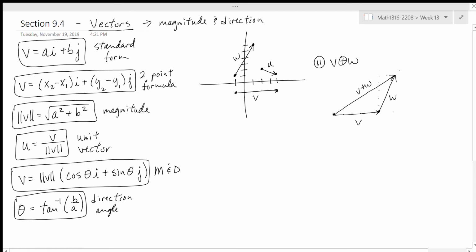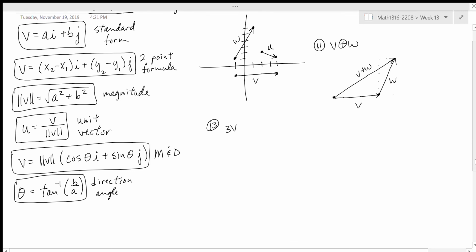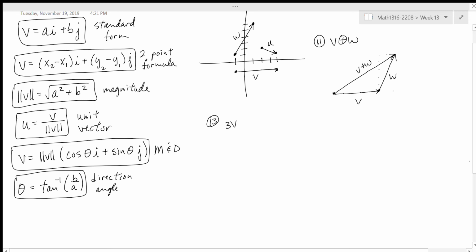All right, number 13. Yeah, I'm sorry, the answer is the drawing. If you're wondering what is the answer really, it's the picture. So this indicates V plus W right there. Number 13 is 3V. Yeah, this one's going to be easy. 3V. 1, 2, 3, 4, 5. 1, 2, 3, 4, 5. 1, 2, 3, 4, 5.